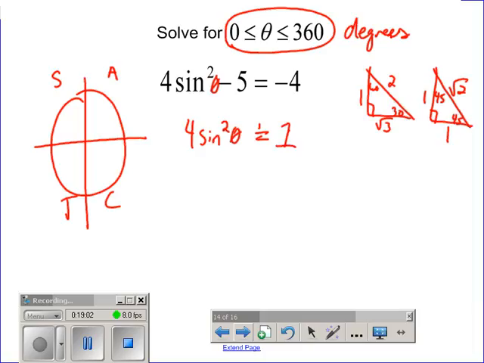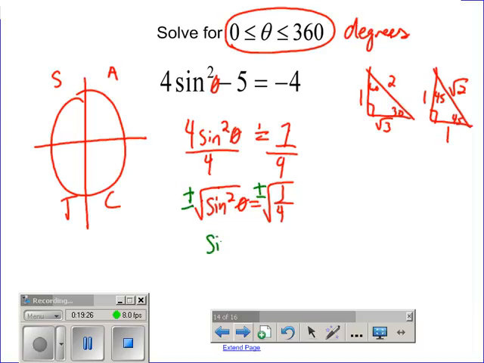Okay, so then I'm going to divide by 4. Okay, and I've got sine squared theta equals 1/4. Now this is the key. Whenever you take the square root here, to get rid of that squared, it's got to be plus or minus. Okay, so now I've got sine theta is equal to 1/2.